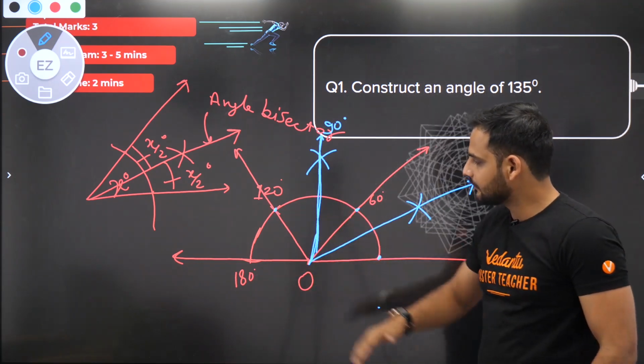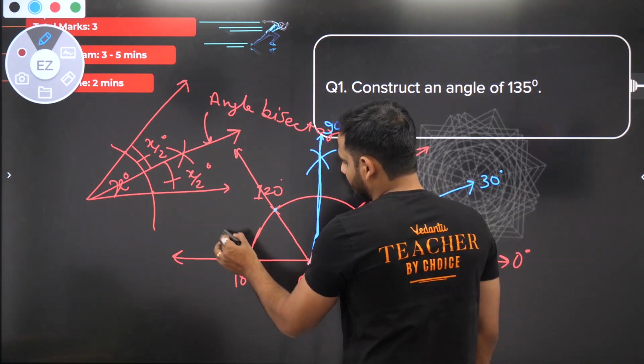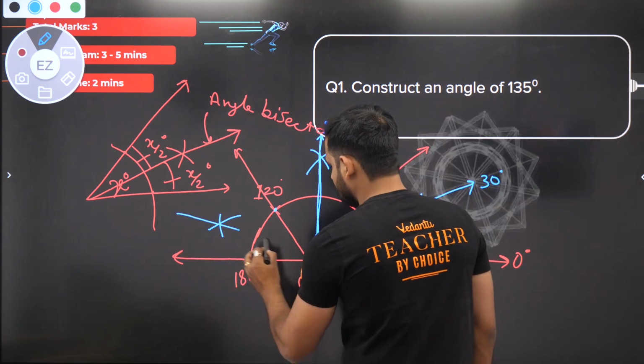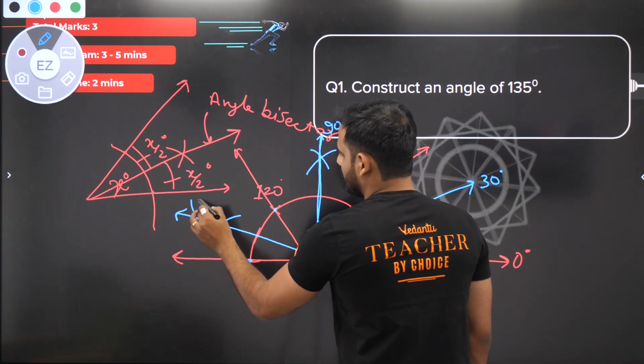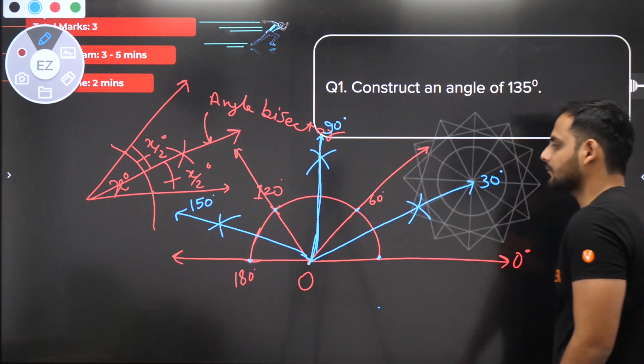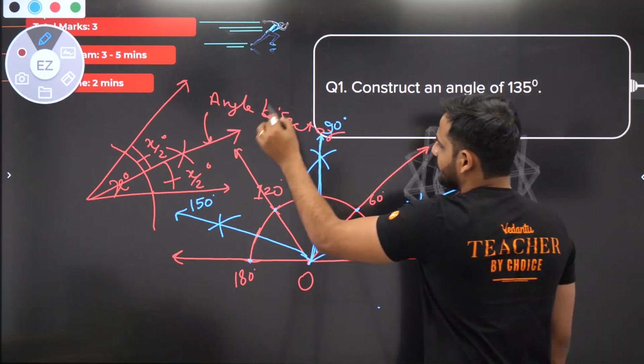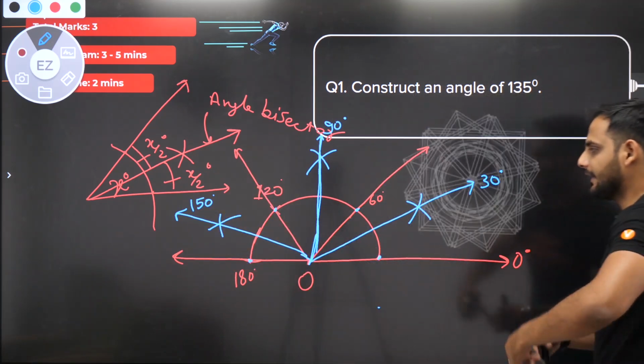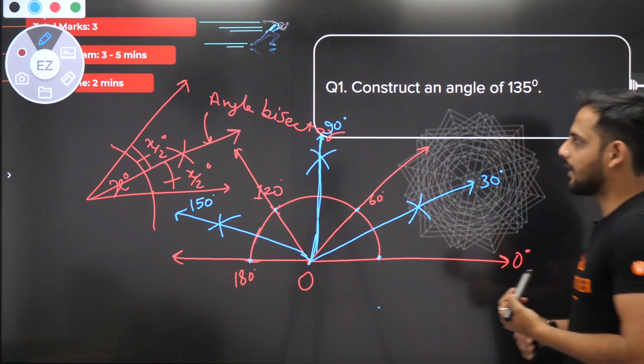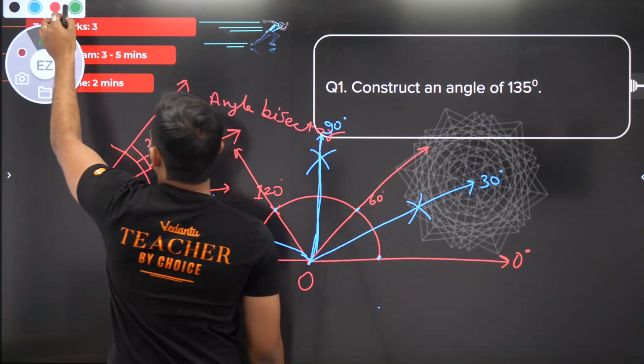So 60 plus 30 is 90, or you can say 120 minus 30 is 90. Correct? And similarly, between 120 and 180, if I draw an angle bisector, that will be your 150 degrees. So now I have divided into 30, 60, 90, 120, 150 and 180. We can divide it further by drawing angle bisectors. Let's go for the next part of the angle bisector.